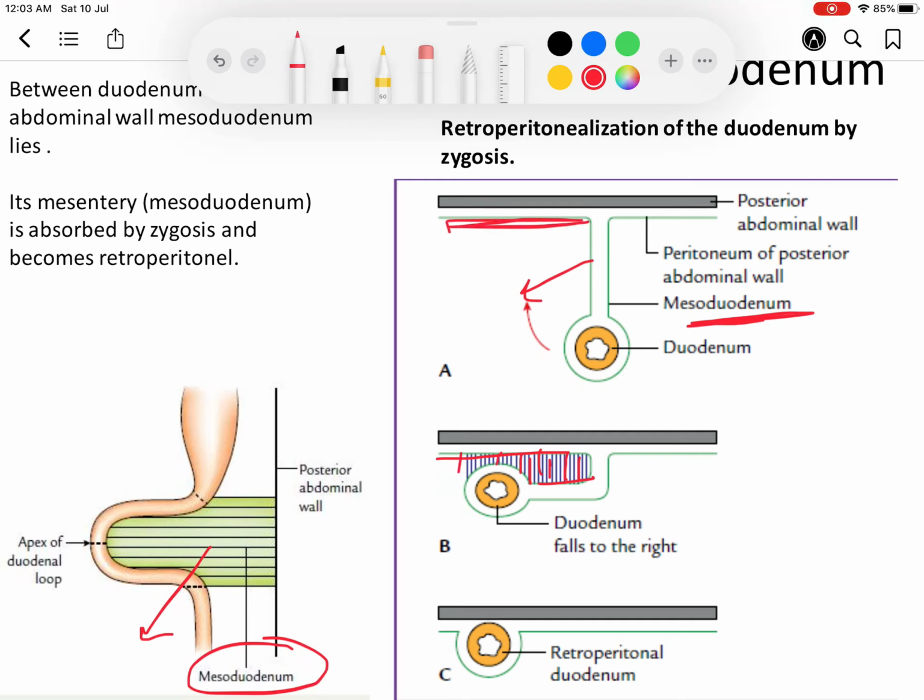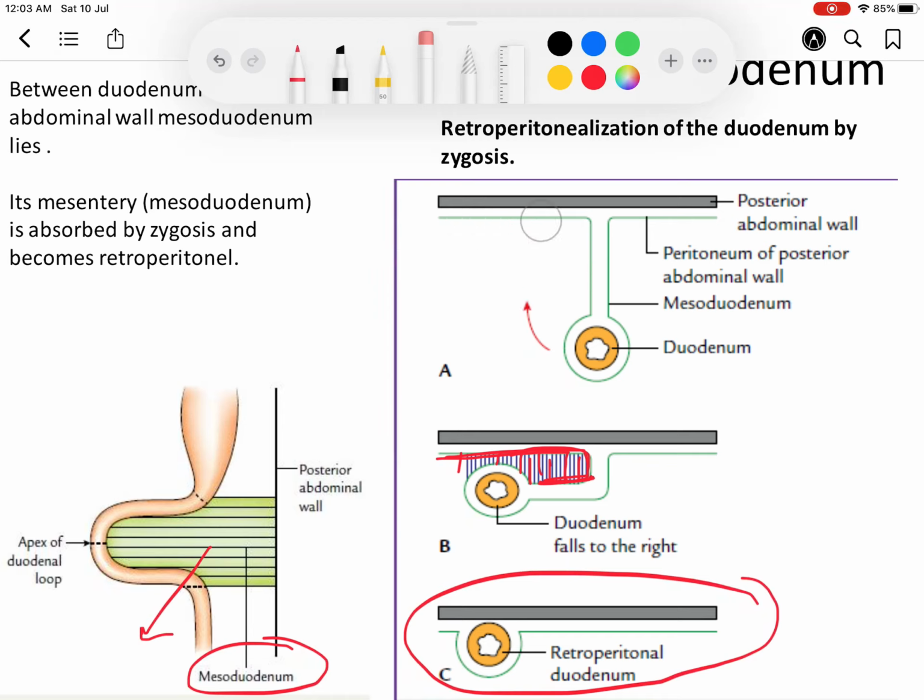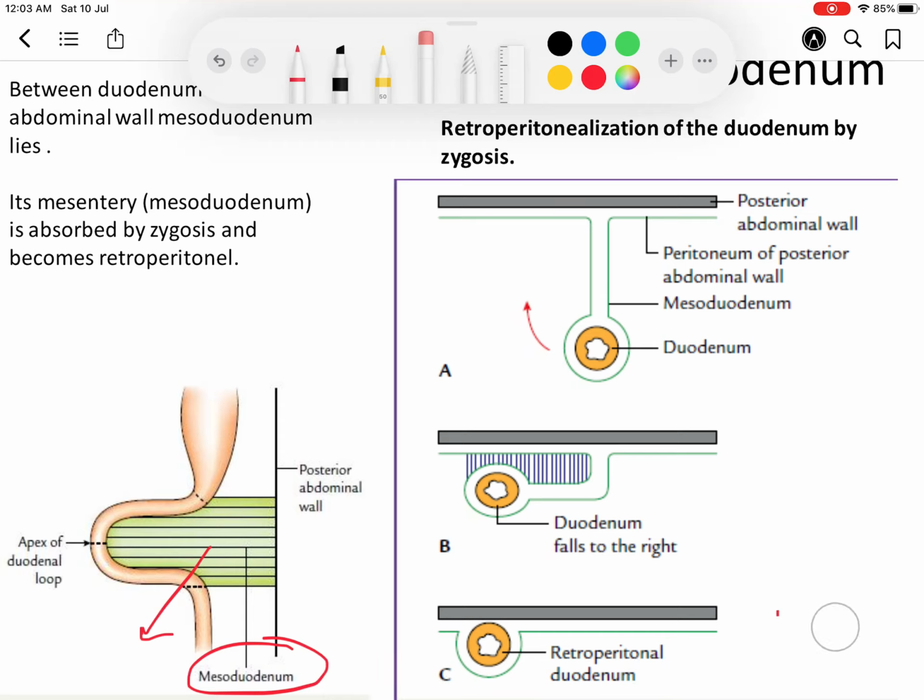Because of fusion of this mesoduodenum and the posterior abdominal wall, they both fuse and then get absorbed, and now the duodenum becomes retroperitoneal. This process, the fusion of the posterior abdominal wall and the mesoduodenum and then its absorption, is called zygosis. So by the process of zygosis, the duodenum becomes retroperitoneal.